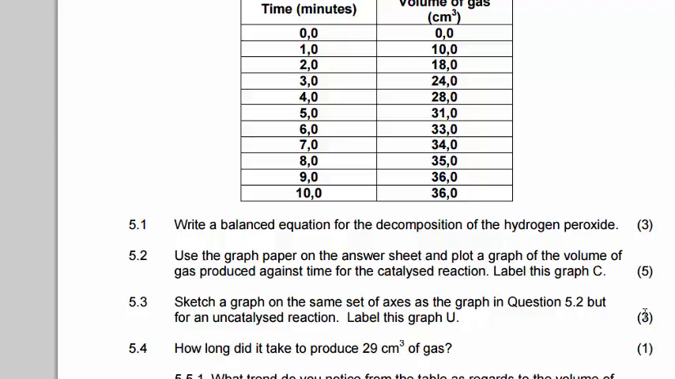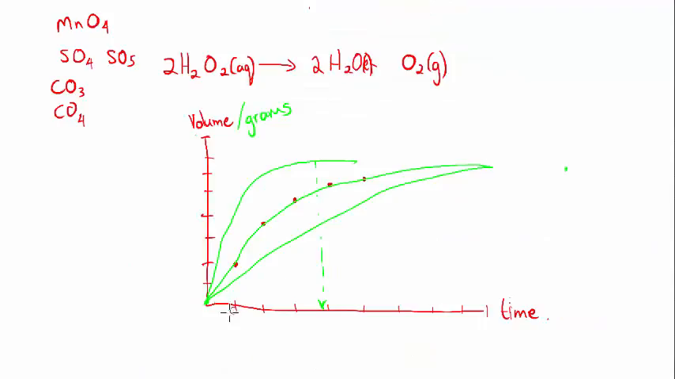So I think if they give 3 marks, I don't know, but I think the 3 marks would go 1 for starting at 0 still, 1 for having a gradient less than the gradient you already drew, and 1 for eventually also finishing at the same height. You are still producing the same amount, but you're taking much longer to actually get there. Okay.